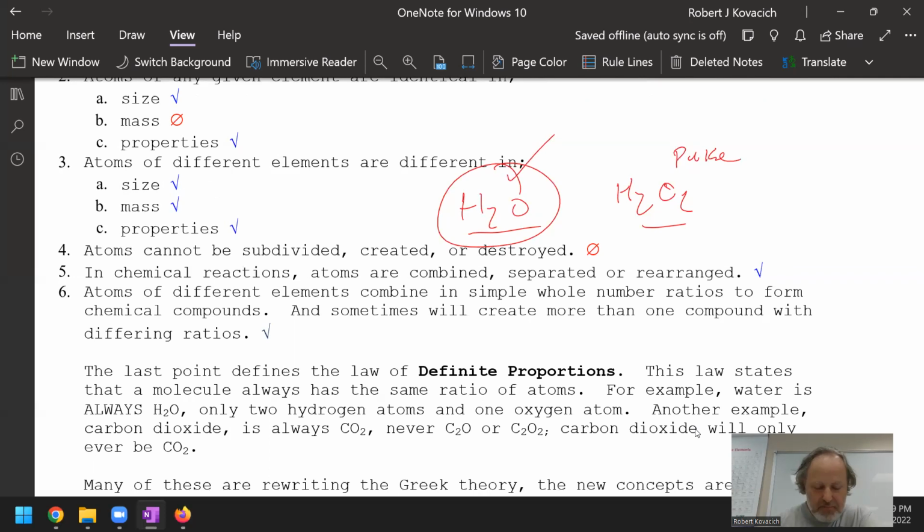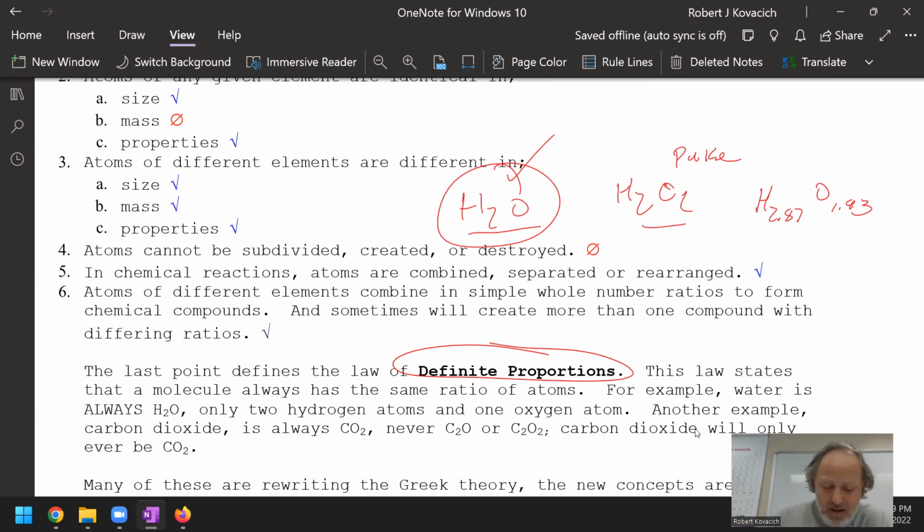So that is his idea of definite proportions. The ratios are exactly the same. And the cool part about it is they're simple whole number ratios. It's never going to say H 2.870 or 1.93. It's going to be whole numbers. It's either an entire atom or it's not an entire atom.